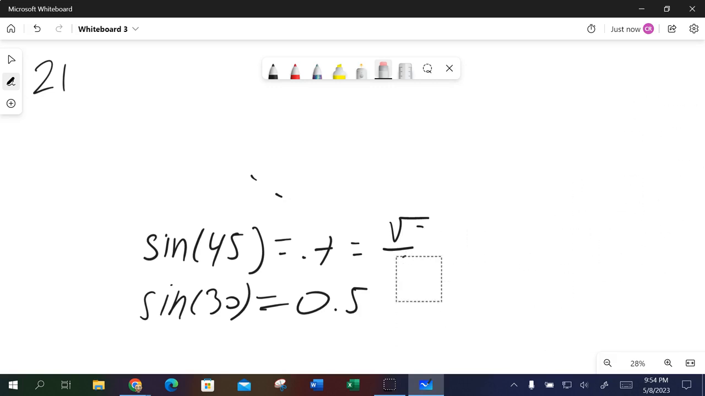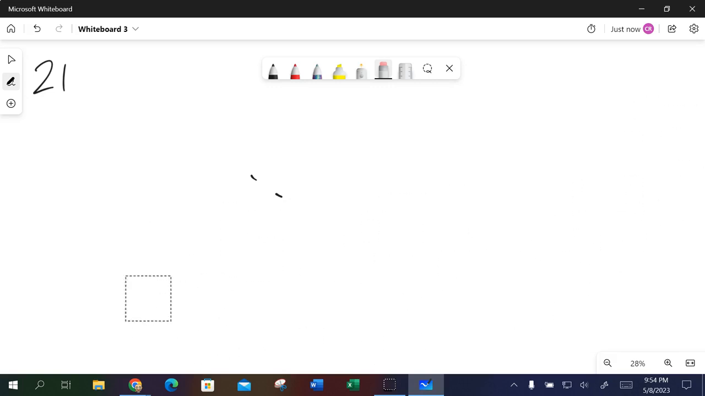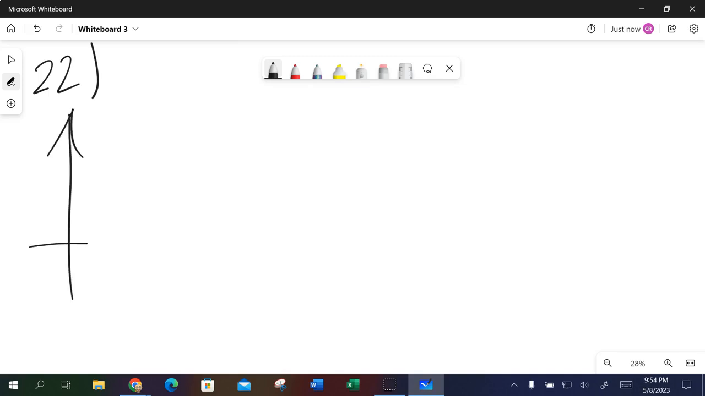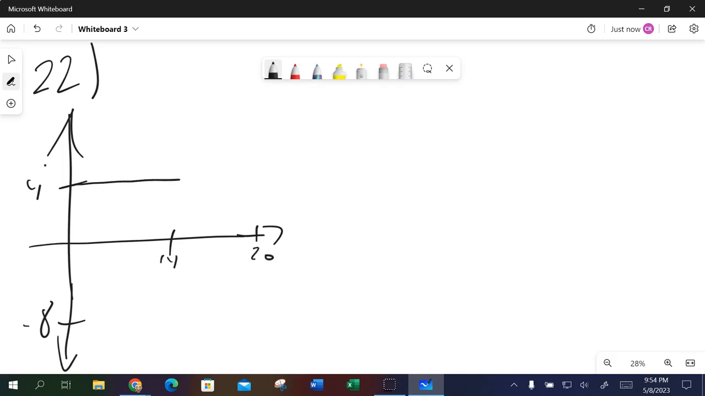Question number 22 is going to deal with a force times time graph. It gives us a graph that looks something like this. This is negative 8, this is 4, this is 14, this is 20. And so it gives us this, and then it goes straight here, straight to negative 8, up, and so on.